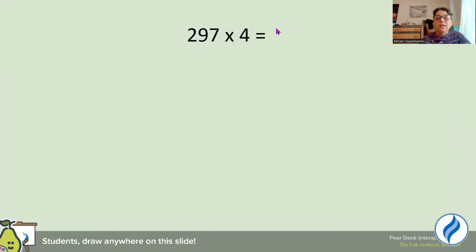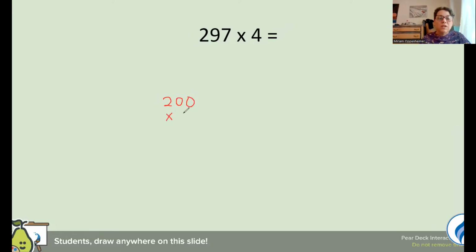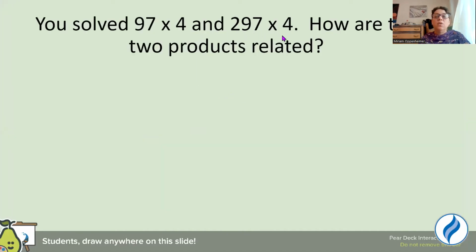297 times 4 is going to be 200 times 4. Hopefully this is easy for you, right? 4 times 2, and then you add the zeros, right? And then we're going to say plus whatever was 97 times 4 that we had before, right? From the previous slide. You have to remember, I think you wrote it down. Okay? You solve these. How are the two products related? You can say one is more, which one is more, or they both have 97.